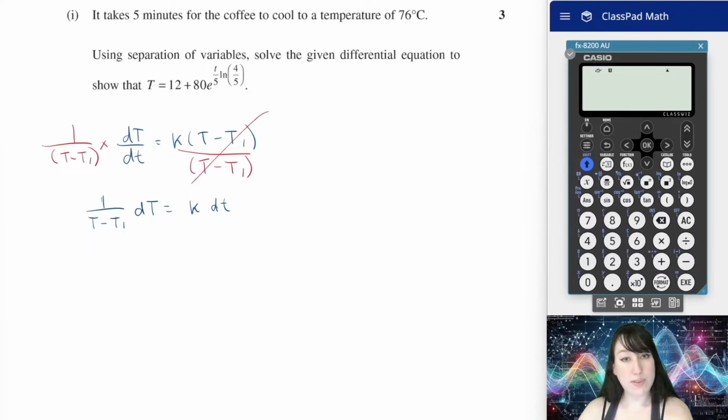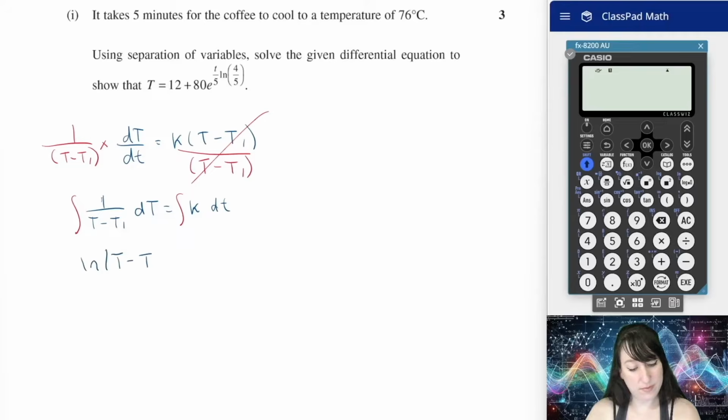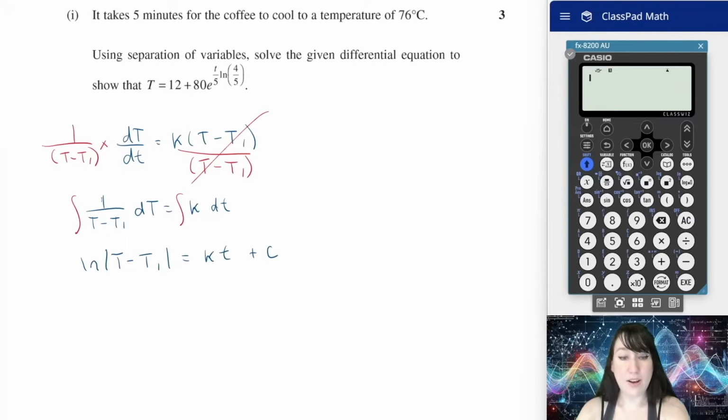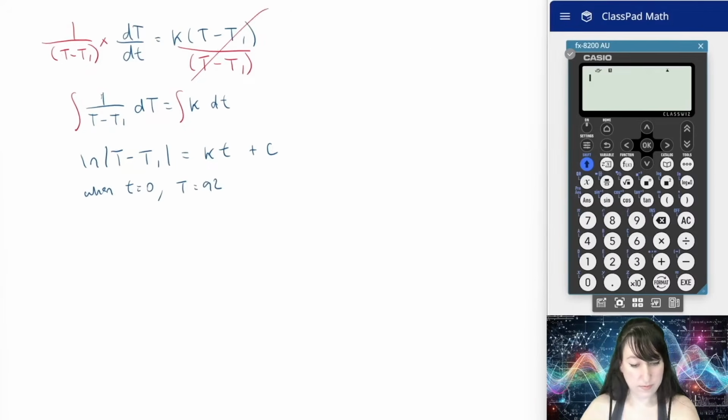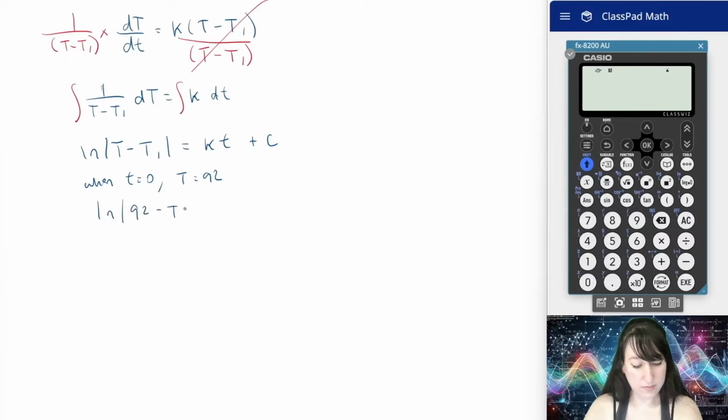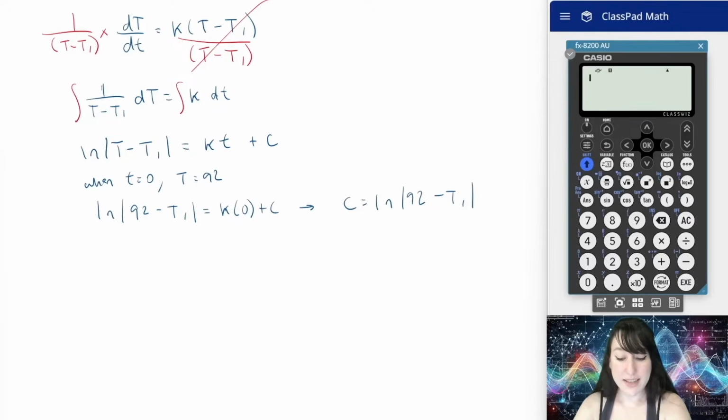Now we integrate both sides. The integral on the left will require a logarithm. Let's find that constant. Now we know when t is 0, that capital T is 92. So C is ln of 92 minus T1.